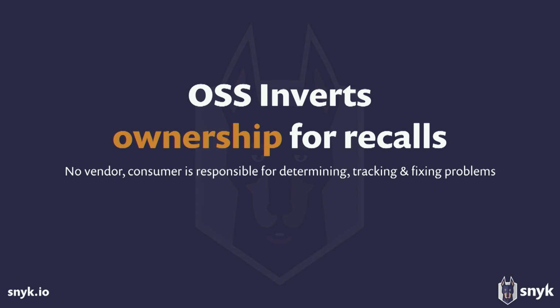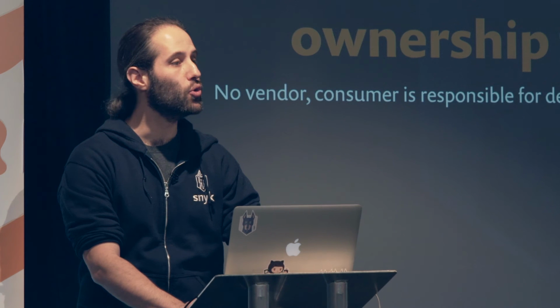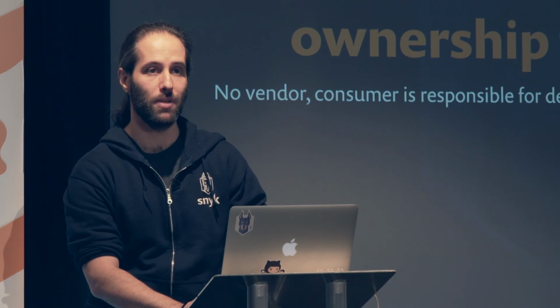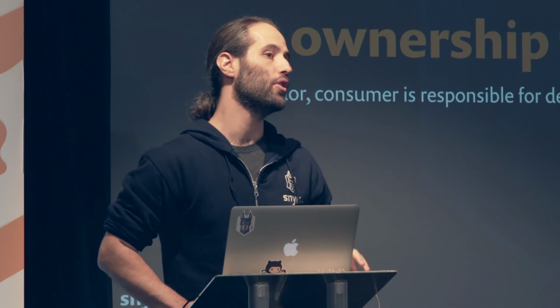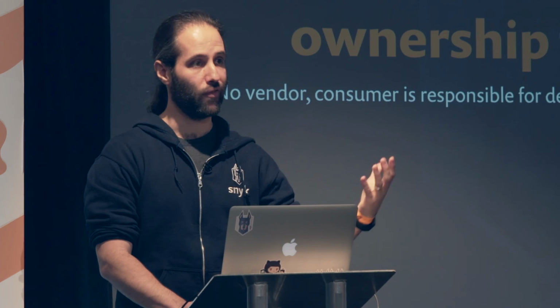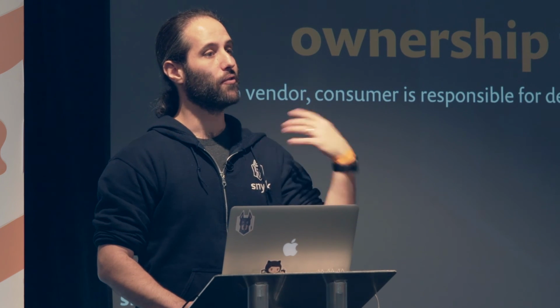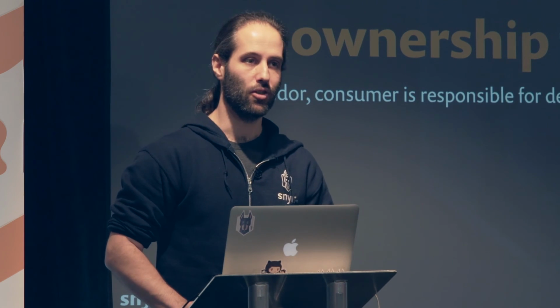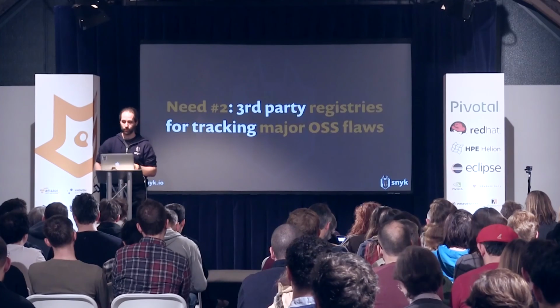Second is that in the world of open source, recall ownership is inverted. It's really about you, the consumer of the open source package, that the responsibility lies to track these things, to understand the flaws, and to go back and do something about them once they're there. It's not on the vendor. You're getting these goods for free, conveniently, and now it's your responsibility to track them.